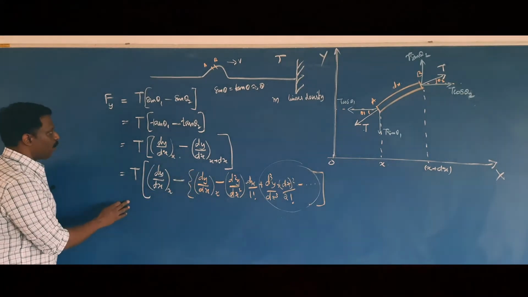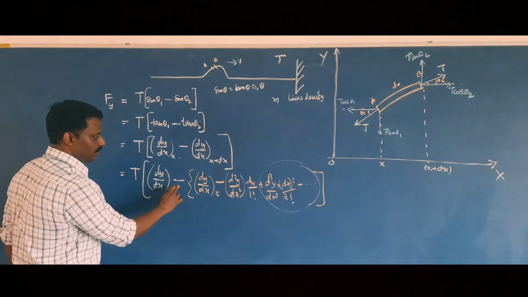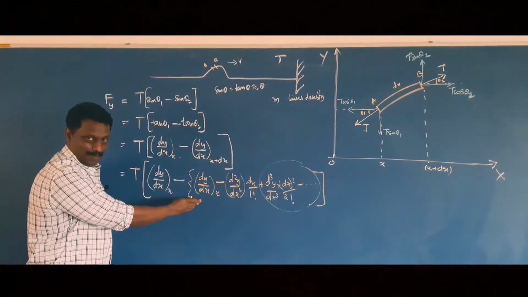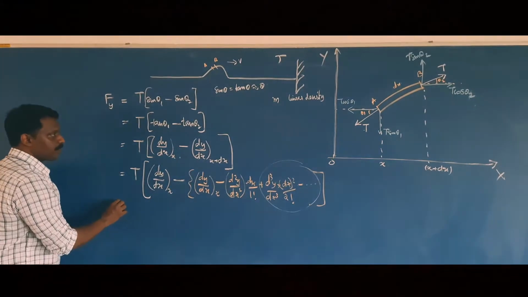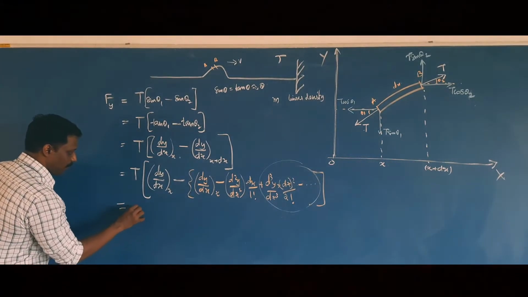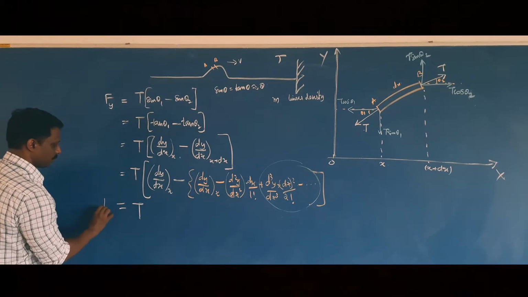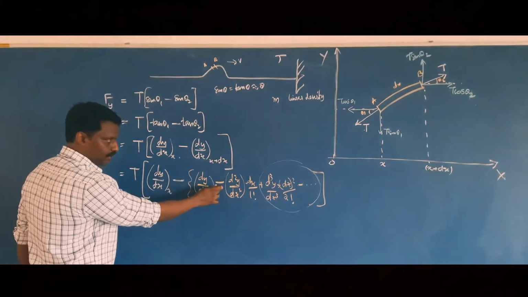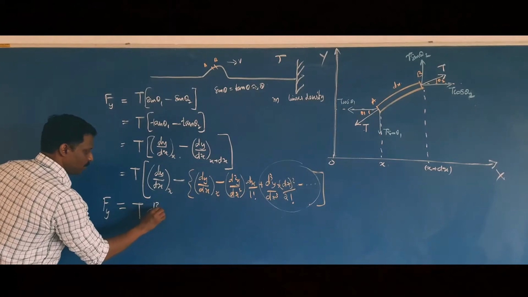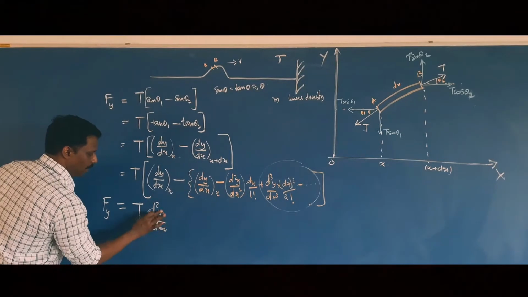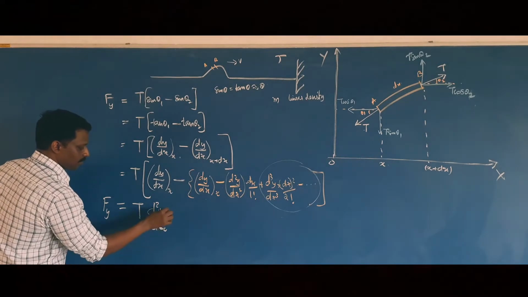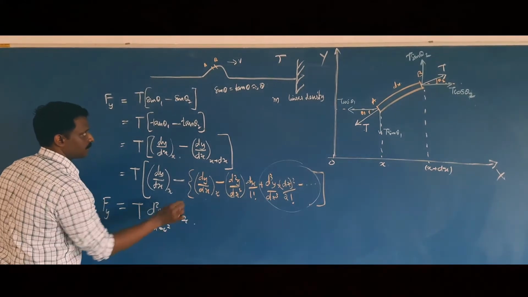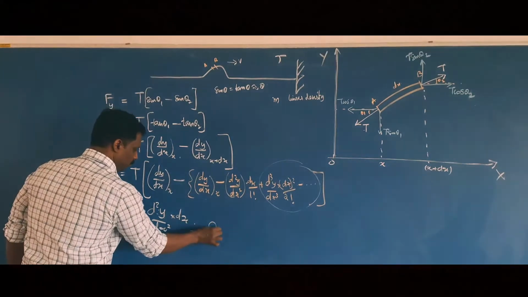So neglecting the higher orders, this becomes a minus of minus, so this will be plus. These two terms are the same, so they get cancelled. So the net force in the y direction can be written as T, minus of minus, d square y by dx square times dx. Now we have an equation here.